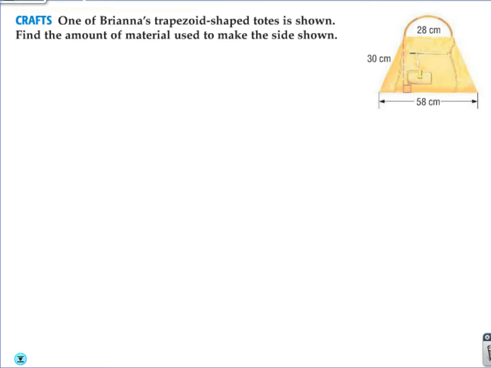One of Brianna's trapezoid-shaped totes, I believe those are also called purses, is shown. Find the amount of material. And again, we know that material coverage, we're talking about area there. Area is equal to 1/2 times the height. And again, make sure that height is this distance. And I'm not sure if they're giving us a 30 there as a height, or I'm going to assume that's supposed to be height here.